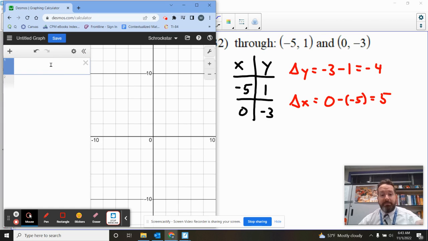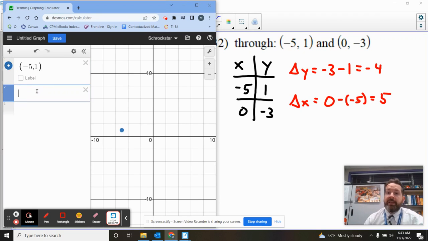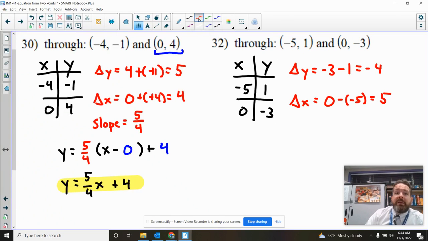So I'm going to graph these 2 points, -5, 1. So that's over here in quadrant 2, back 5, up 1. 0, -3 is going to be on the y-axis. So I should get a negative slope this time. Let's make sure that does, in fact, happen. Overall slope then, change in y on the top, change in x on the bottom. And when there's only one negative, we'll typically write it in front.